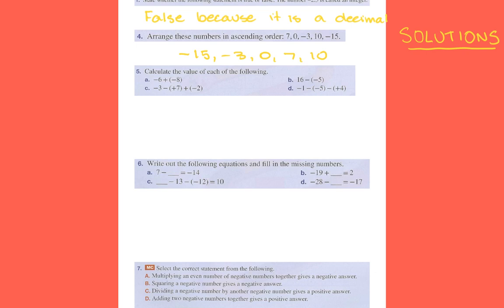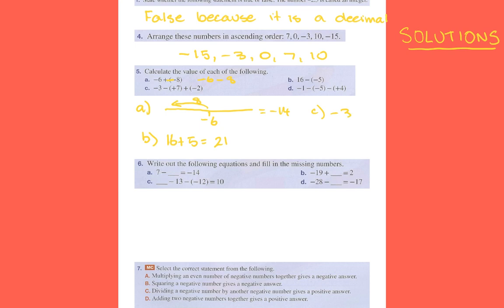We're calculating, means work out the answer as well. Calculate and evaluate mean the same thing. So negative 6 minus 8. Let's use a bit more space. Negative 6 minus means we go to the left. And gives us negative 14. Question B, 16, the two negatives make a positive. 16 plus 5 equals 21.